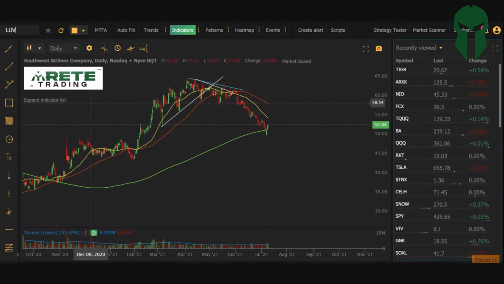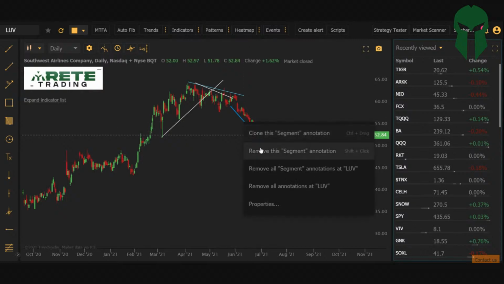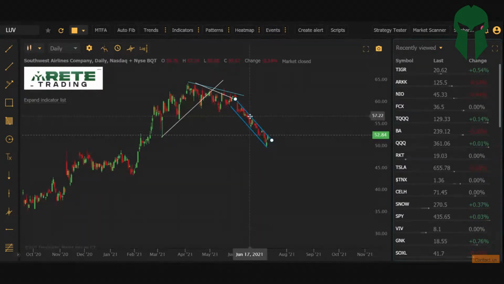So let's look at LUV. Now, this is somewhat interesting to me. I like how you're coming to this 200 and bouncing. There's a really interesting pattern here, and I don't know that you're going to go up right away. But you see that range? Look how tight that is. If you clone that and move it over here, that's just insanely tight.